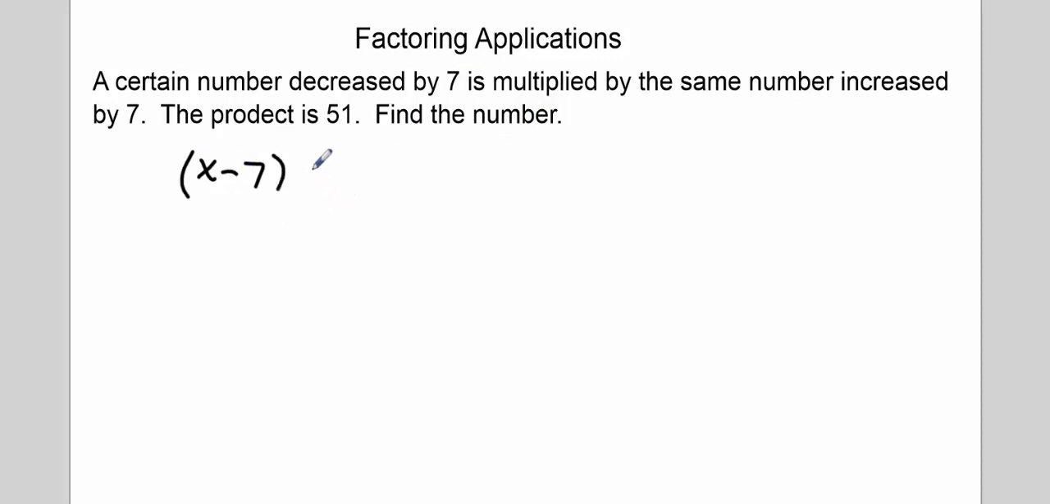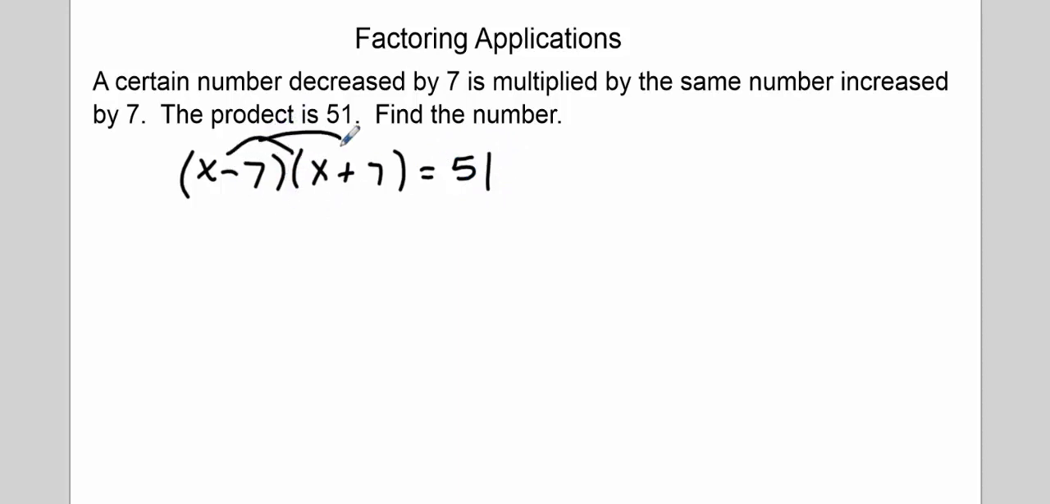And it's going to be multiplied by that same number, or x. And we're going to increase that by 7, and they say the product, which is a multiplication, is 51. So in this case, we notice we have a product of binomials here, but since it's not equal to 0, we can't set those two binomials equal to 51. We have to set this side equal to 0 and then get an x squared.